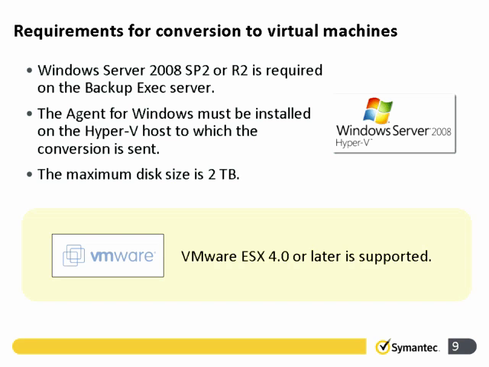The agent for Windows must be installed on the Hyper-V host to which the conversions are being sent. It should also be there because you're going to back up the Hyper-V host. So you must have the agent on that Hyper-V host. The maximum disk size of any of the virtual conversions or the guests that will be on that Hyper-V host is 2 terabytes. That's a limitation in Hyper-V.